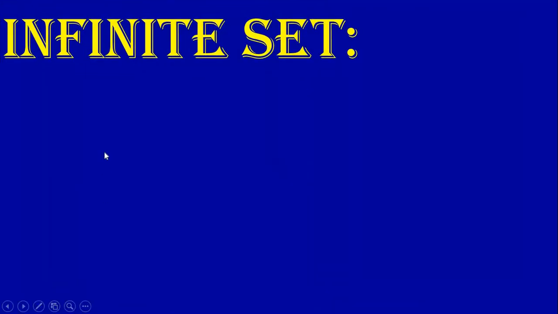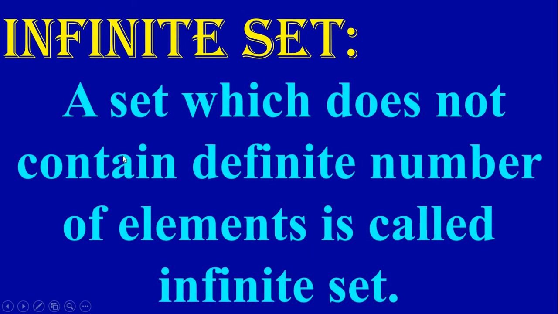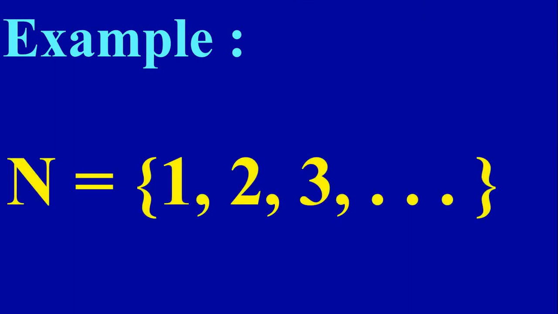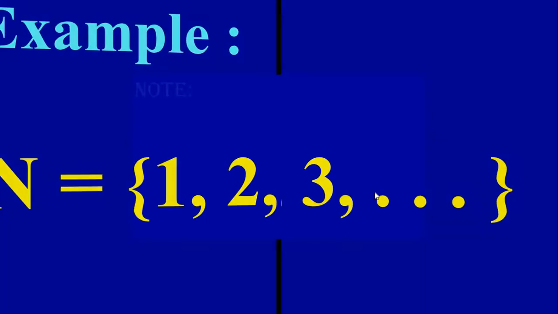So next it is infinite set. A set which does not contain a definite number of elements is called an infinite set. In a set, if there is no definite number of elements, then it is called an infinite set. A set which is not finite is called an infinite set. So next example, take the natural numbers. In natural numbers we have 1, 2, 3, etc. There is no largest number, therefore this is an infinite set.